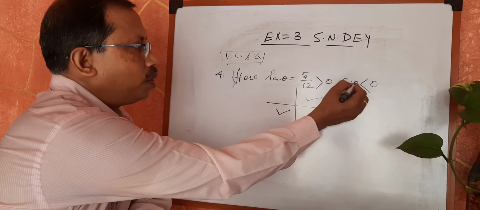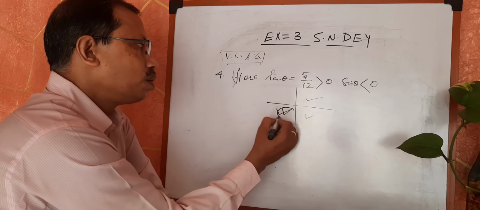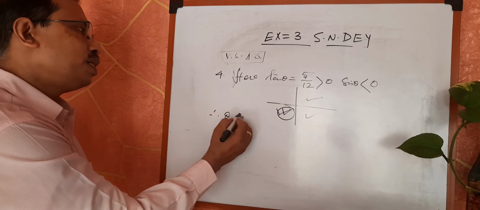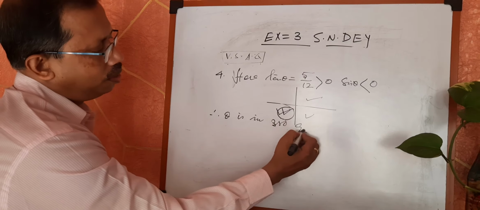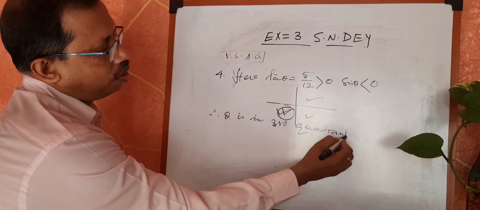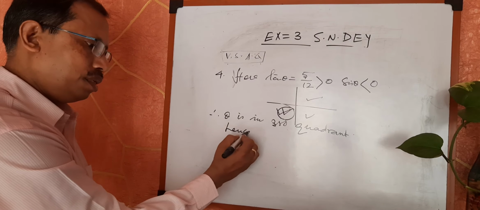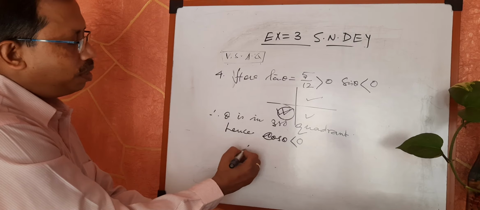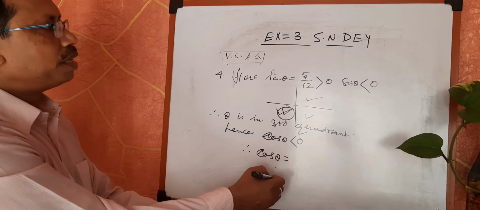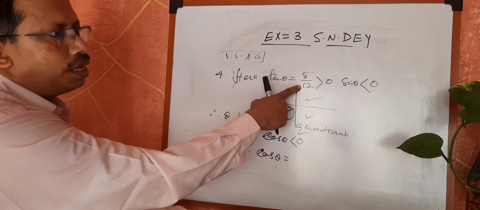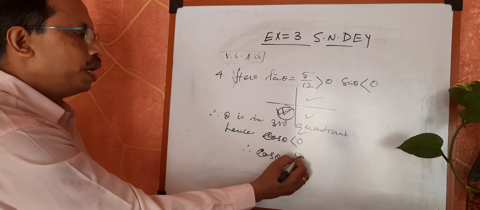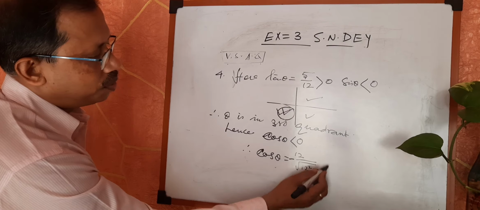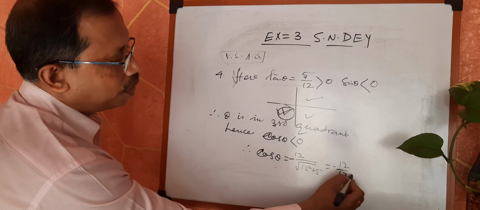And sin θ is negative in the third and fourth quadrants. So the common option is the third quadrant, therefore θ is in the third quadrant and hence cos θ is negative. Therefore cos θ equals base by hypotenuse, that is 12 by the square root of 12² plus 5², that is minus 12 by 13 is the answer.